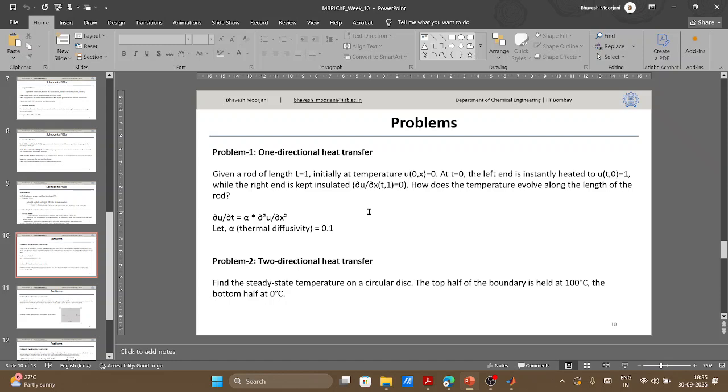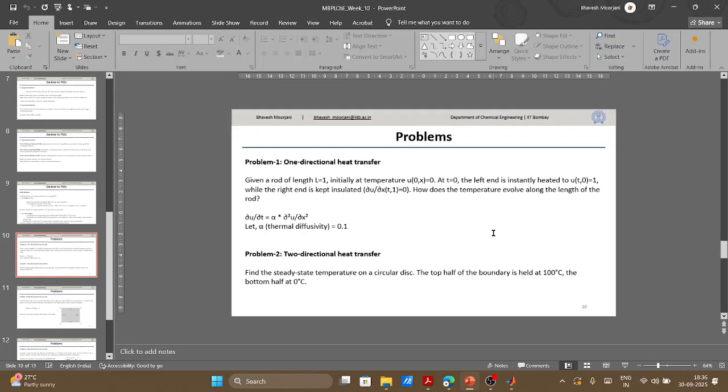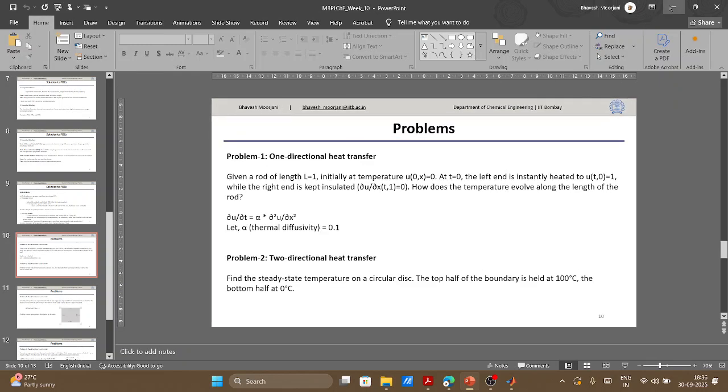The equation that will be followed is given by Fourier's law, right? So change in temperature is equal to thermal conductivity times the second order partial derivative of your function or temperature, right? And the thermal conductivity or diffusivity value is given as 0.1, right? So let's try to code this problem here.